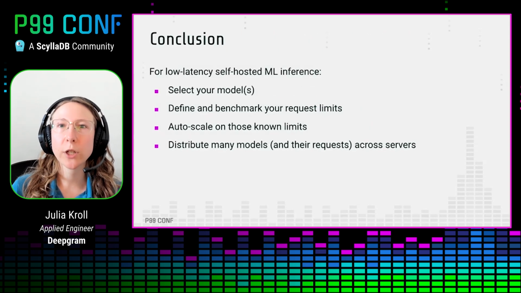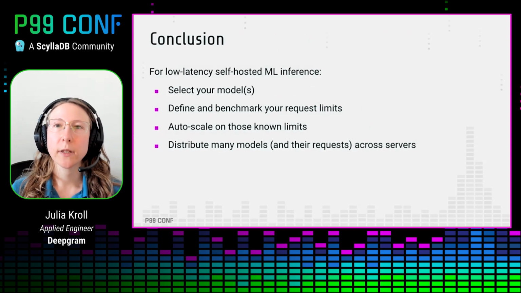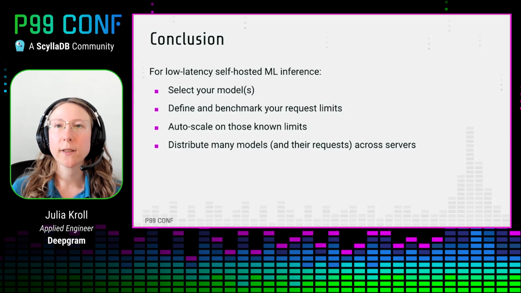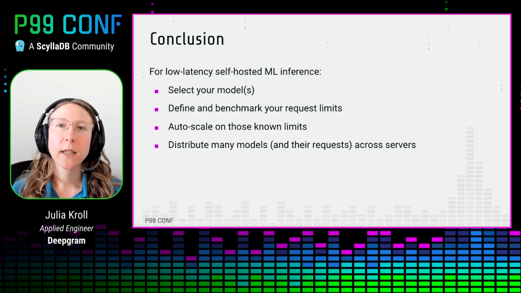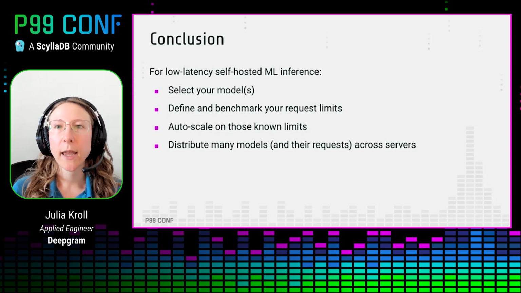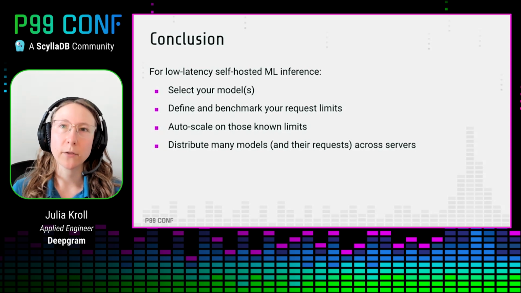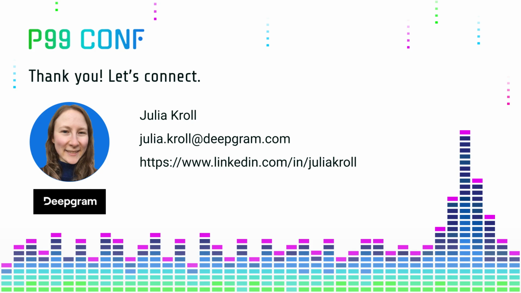So in conclusion, for low latency self-hosted ML inference, first you'll select your models, then you'll define and benchmark your request limits, you'll auto-scale on those known limits, and then finally you can distribute many models and their requests across a fleet of servers. That concludes my talk.